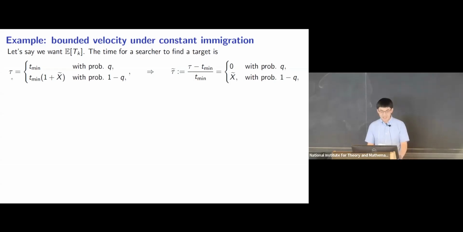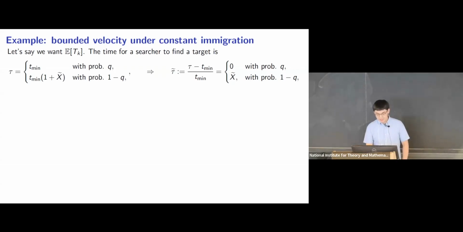Well, short time behavior, there's some probability that you find the target at some minimum time, and then there's some distribution that comes after that time. And if we do some scaling of the times, you either find the target immediately or you find it a little bit later according to this x tilde distribution.